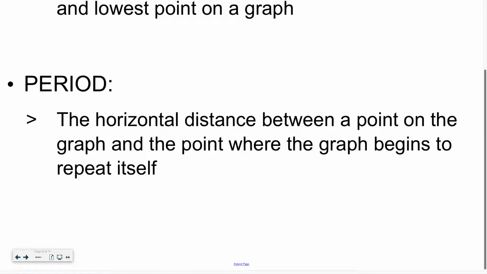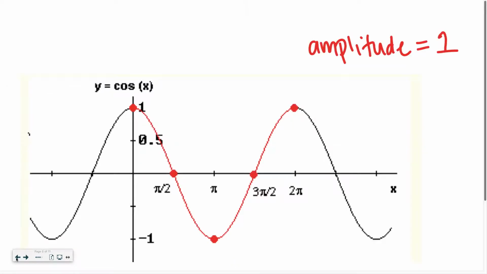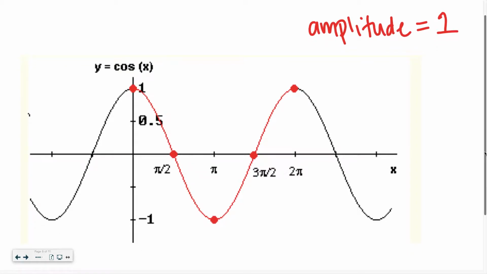Okay, so go look at your graphs. The highlighted part is one period, because then we start to repeat the process. So what is our horizontal distance before we start to repeat? Say it louder, Addie. 2 pi. The period of our, what we call parent functions would be 2 pi.